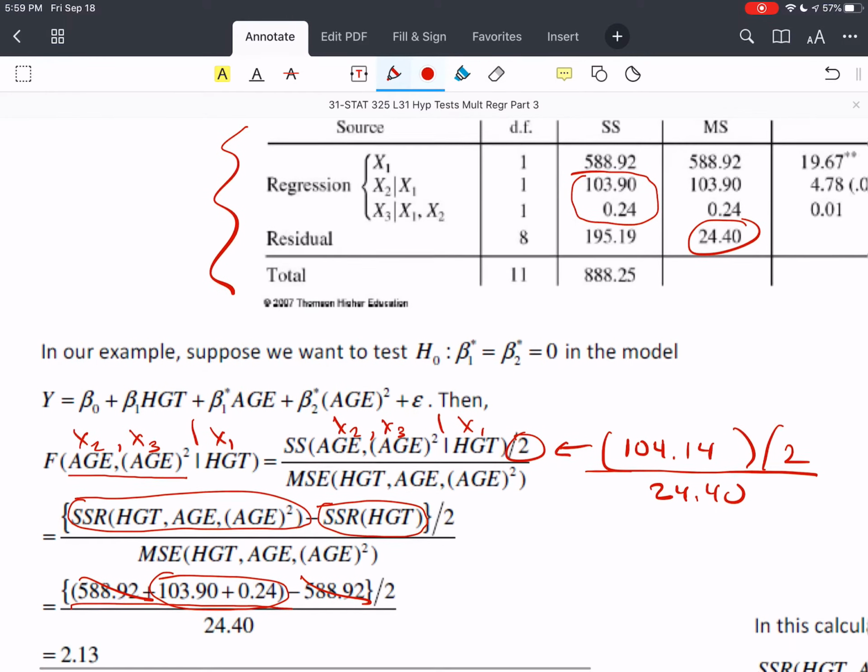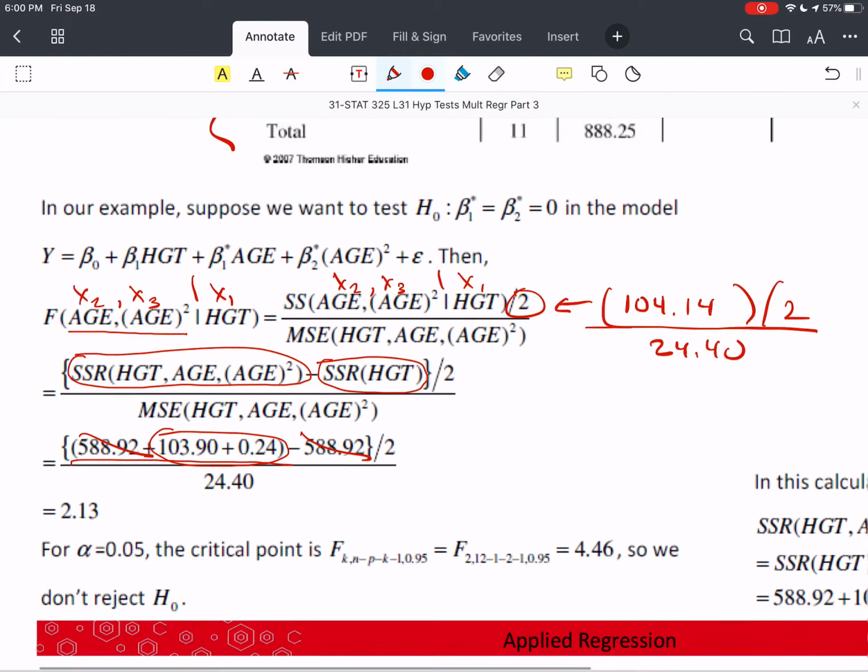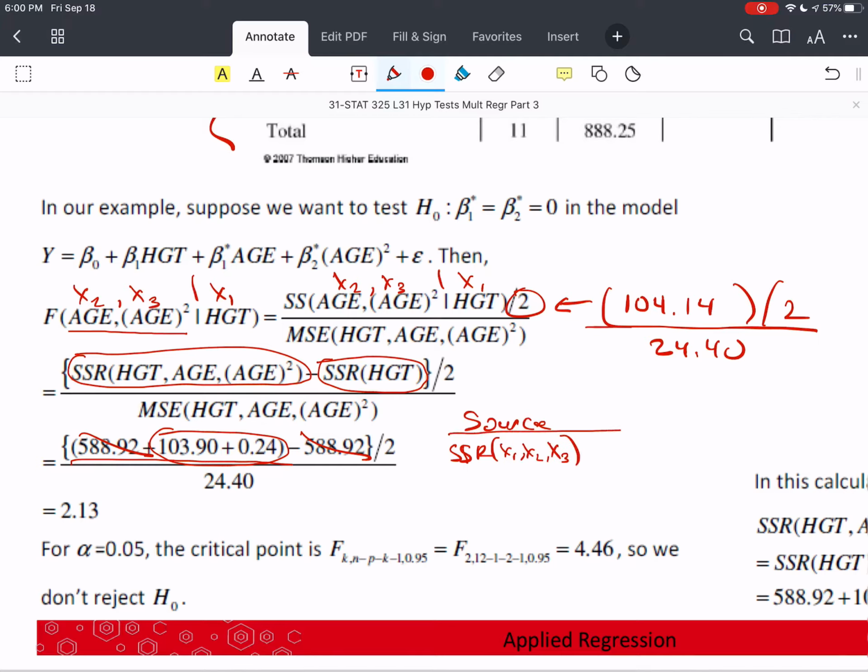So you need to be able to get it from multiple regression tables, okay? What they're saying here is this is the sum of squares regression when we have all 3 in the model. If you remember, I wrote out a source and then SSR with x1, x2, x3, and that was, I add these 3 together, 5.92 plus 103.9 plus 0.24.